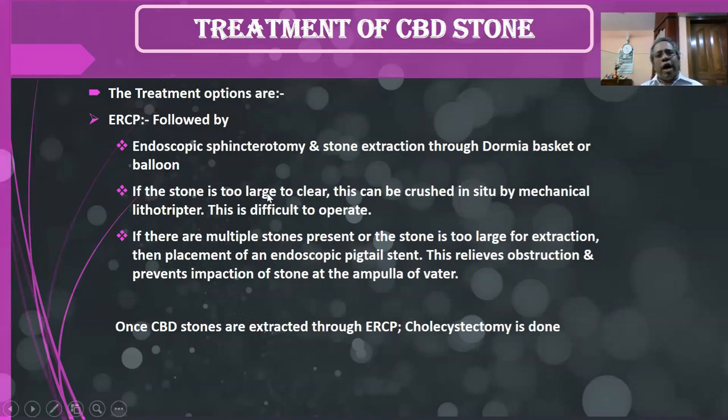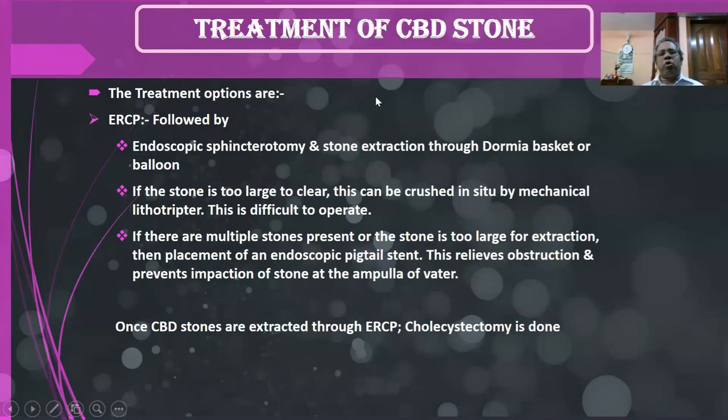If the stone is too large to clear, then it is very difficult to negotiate, because the ampulla's sphincter opening cannot be widened further. If you cut the ampulla more, there is a chance of duodenal perforation. For that reason, there is a limitation of sphincterotomy. That means the sphincter is divided at the ampulla.